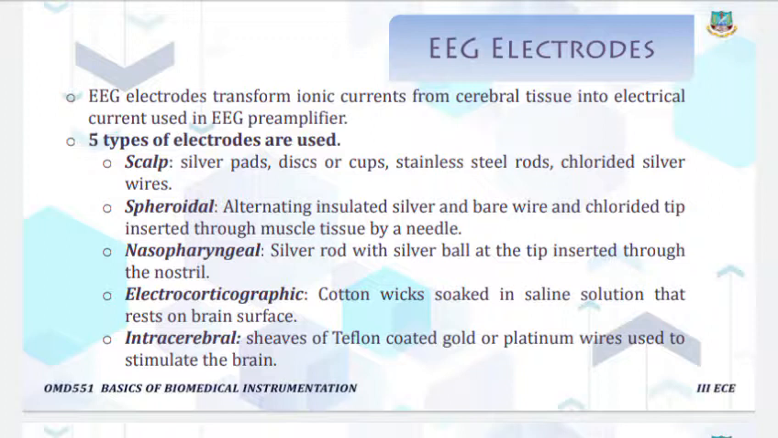Then spheroidal electrode, next nasopharyngeal electrode, electrocardiographic electrode, and intracerebral electrode. These are the types of electrodes used for the measurement of EEG.